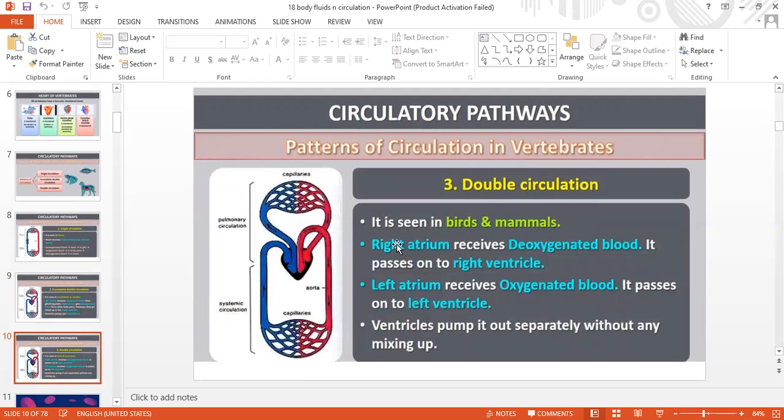Talking about double circulation, which we see in birds and mammals, which we will be studying in detail, there is no mixing of blood. You can see the right side receives deoxygenated blood from all over the body, the right atrium, then it comes into the right ventricle. Then from the right ventricle, the deoxygenated blood through the pulmonary artery goes into the lungs where it gets oxygenated. The oxygenated blood then comes to the left-hand side. And then with the help of the aorta, it goes to different parts of the body. So there is no mixing of blood in this.